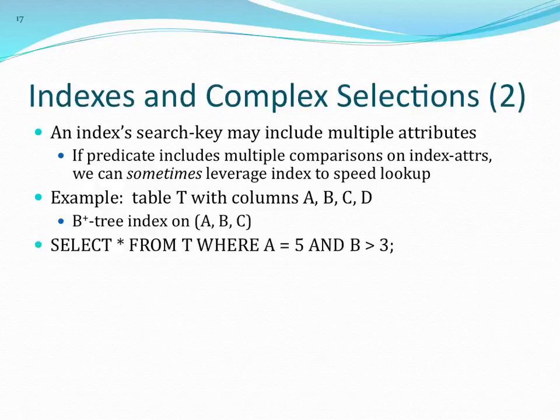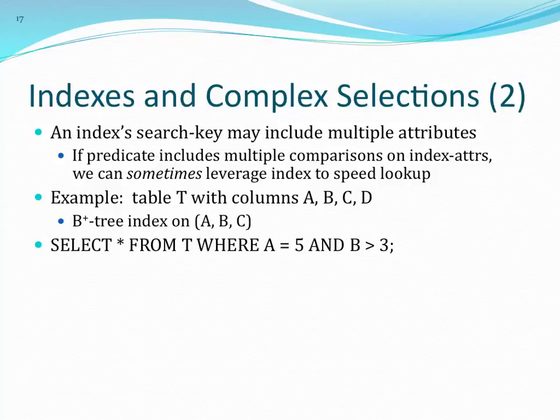Given what you know about B trees, does this benefit from having the index? Think about how it might work, you've got your tree and you've got to navigate down using the search key and so forth. Think about what records in your leaves might actually be selected by this.